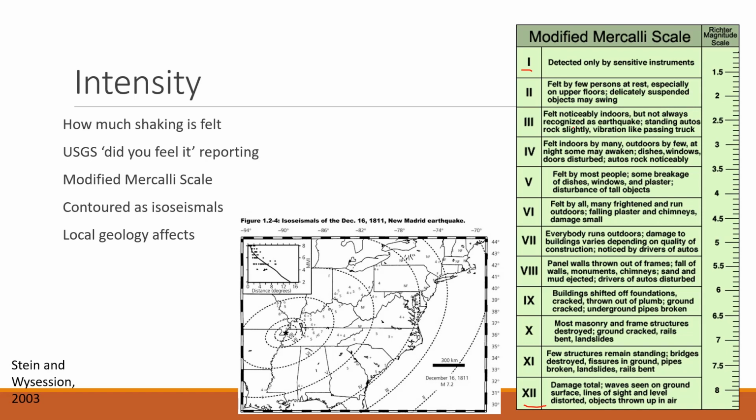When we make these maps, we will use isoseismals, which are areas of the same shaking. And so this really depends on local geology. So this map is showing us the isoseismals from the New Madrid 1811 earthquake, which has been estimated as a 7.2. So we have the most shaking locally, but we do have shaking all the way along the East Coast. And this, again, has been figured out based on reports from newspapers and such from the time.